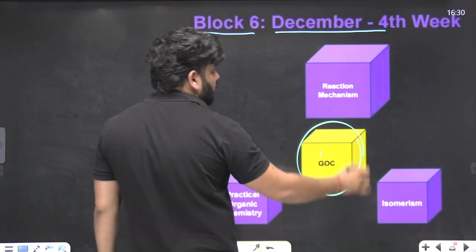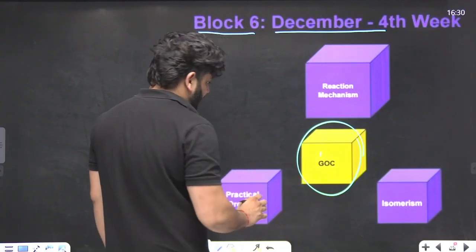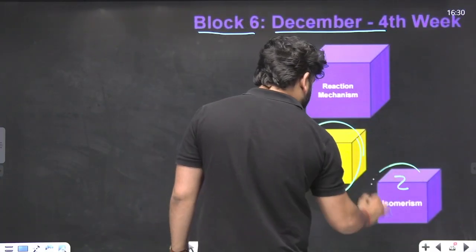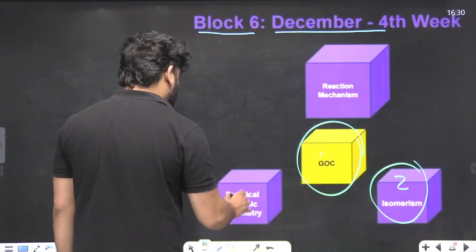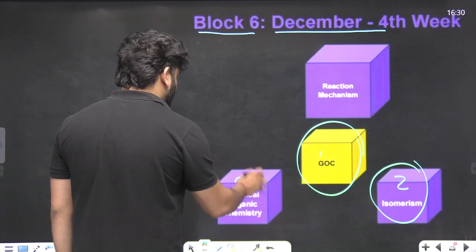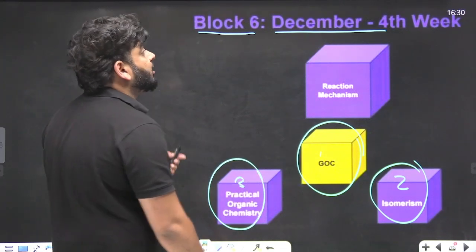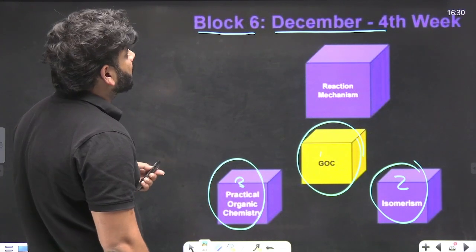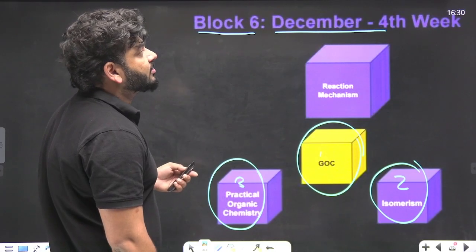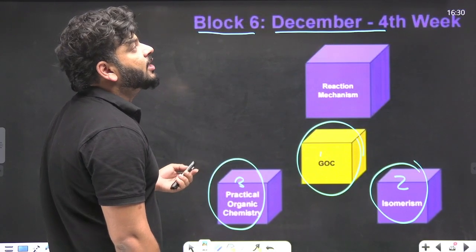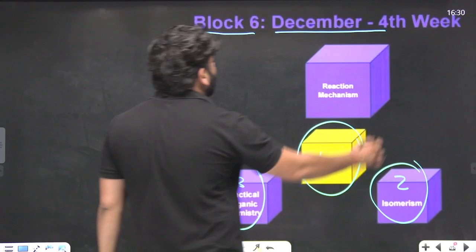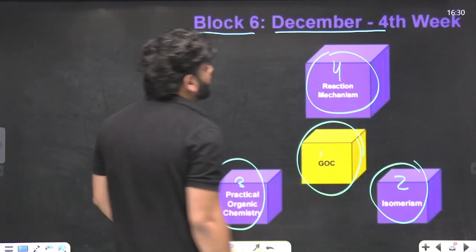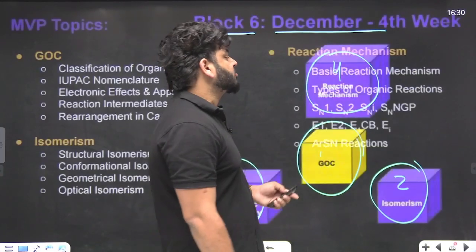One is GOC, number 2 is the isomerism. Number 3 is your practical organic chemistry, where you can cover all the qualitative and quantitative tests for carbon, hydrogen, and heteroatoms present in organic compounds. Then reaction mechanism could be your 4th part, because right after that 12th class chemistry will start.